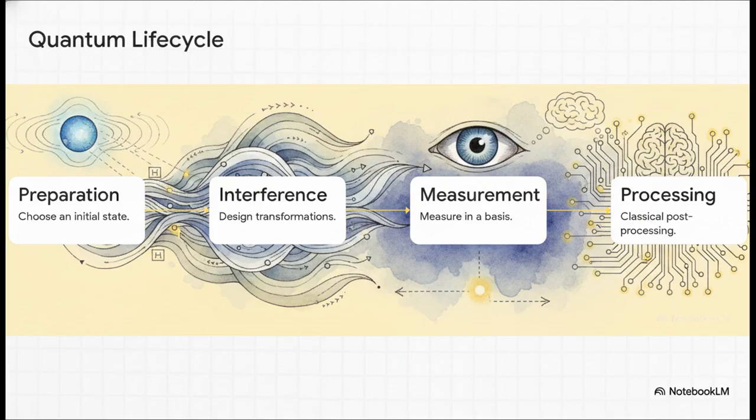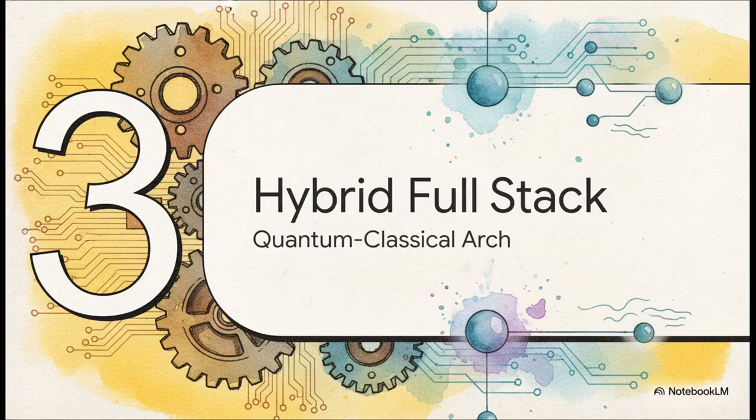You choose an initial state, then you design transformations so the right answers interfere constructively, building up probability before you measure in the appropriate basis. Finally, you rely on classical post-processing to infer the actual result. You are quite literally orchestrating a state preparation and measurement experiment. Because of the sheer complexity of orchestrating all that, we land at Section 3, the hybrid full stack.